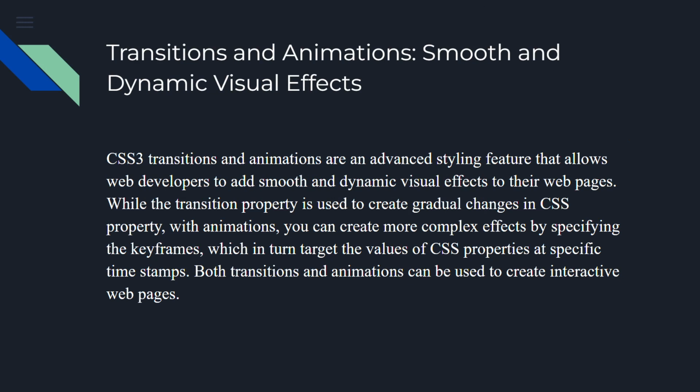Next up we have transitions and animations, smooth and dynamic visual effects. CSS3 transitions and animations are advanced styling features for web developers. What are transitions? They create gradual changes in CSS properties, providing smooth transitions between states. Now coming to animations, these are more complex, allowing developers to specify keyframes to target CSS property values at specific timestamps, enabling intricate and dynamic effects. Both are used to make web pages interactive and visually engaging.